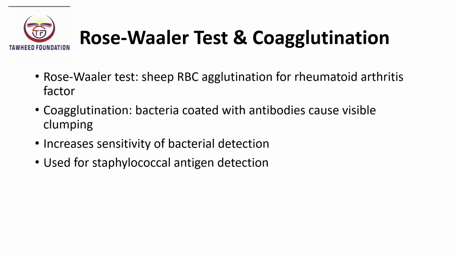Coagglutination uses bacteria such as Staphylococcus aureus coated with specific antibodies. When these coated bacteria are mixed with the corresponding antigen, visible clumping occurs, indicating a positive reaction. This technique increases sensitivity and specificity of bacterial antigen detection and is commonly used for staphylococcal antigen identification and rapid bacterial diagnostics.